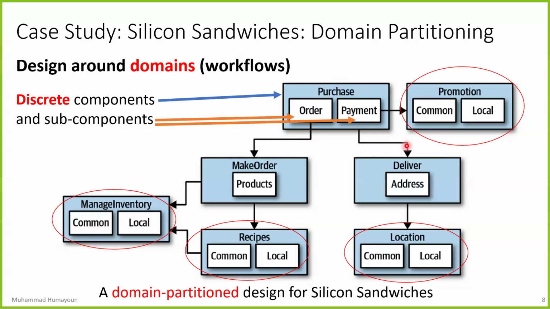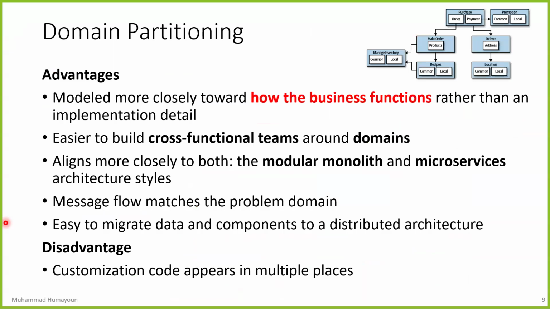Okay. But you can also see that you have some common code copied in many places, like promotion, some common promotions, some local promotions, location, some common locations, local locations. So the common is the common piece of code you require, and you have to copy that into many places, as you can see here. We will talk about this in the coming slide when we discuss the positive and negative things about domain partitioning. So what are the advantages?